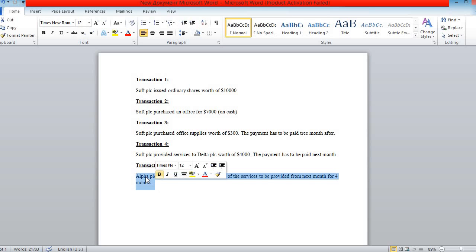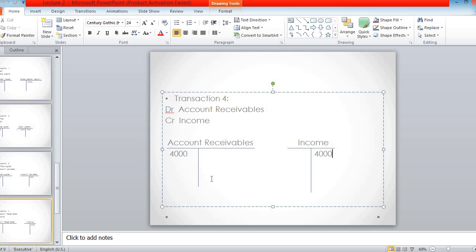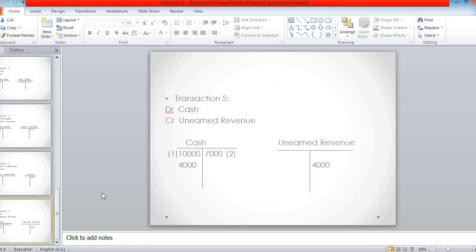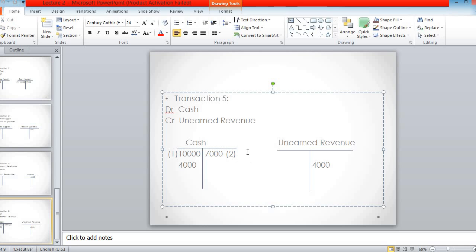In the fifth transaction, Alpha PLC paid 4,000 to Soft PLC in respect of the services to be provided from next month for four months. So this is the opposite. We got the payment, but we haven't provided the service. So our cash increases, we got the payment of 4,000, our cash increases, but we haven't provided services.